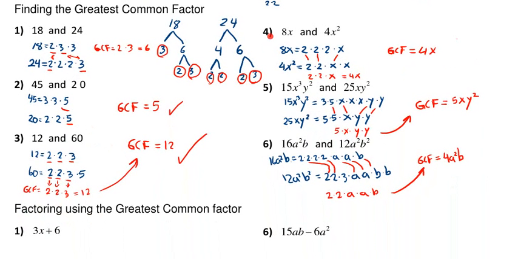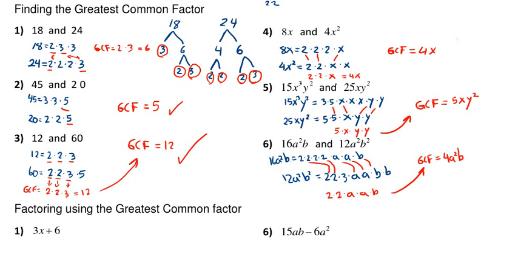For example, in number 4, which is something that we did already, what we do to find the GCF is break down these two quantities as much as we can, and then we look for the things that they have in common. So the 8x is 2 times 2 times 2 times x, and 4x squared is 2 times 2 times x times x. So what do they have in common? They have a 2, a second 2, and they have an x. And the GCF is the multiplication of those things that they have in common, which is 2 times 2 times x, which is 4x. That is how we find the GCF.